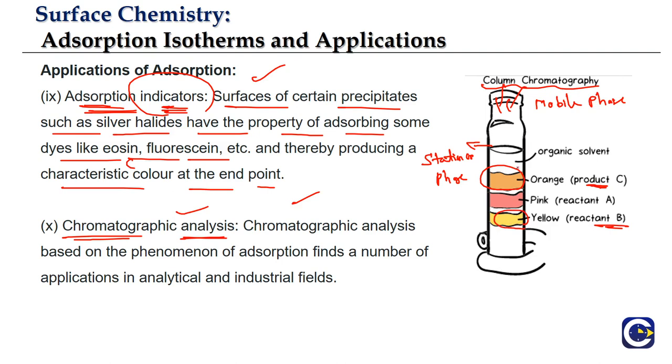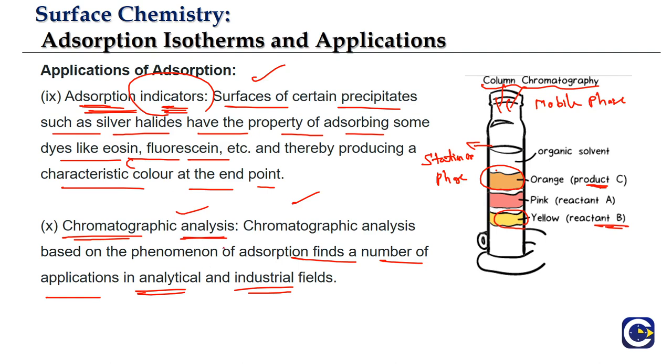So the components that are getting adsorbed more will stay at the top, and the components that are not getting adsorbed will keep going down. So column chromatography or chromatography methods are named because of the color separation. You can see that the components get separated based upon color, but the idea is that the ones getting adsorbed more will stay at the top of the column. The ones getting adsorbed less will keep going to the bottom of the column. And this phenomenon is used in both industrial applications as well as analytical methods.